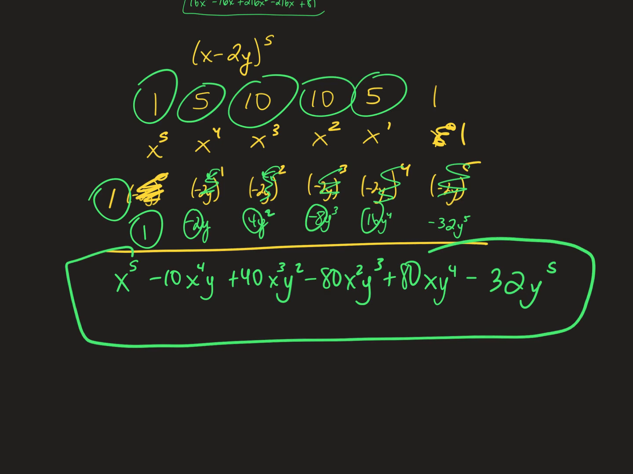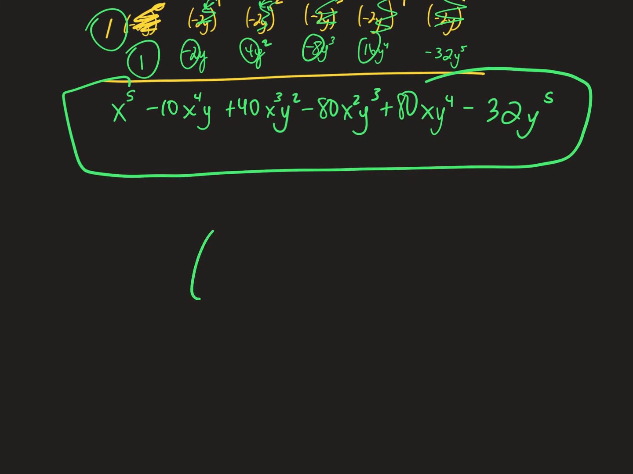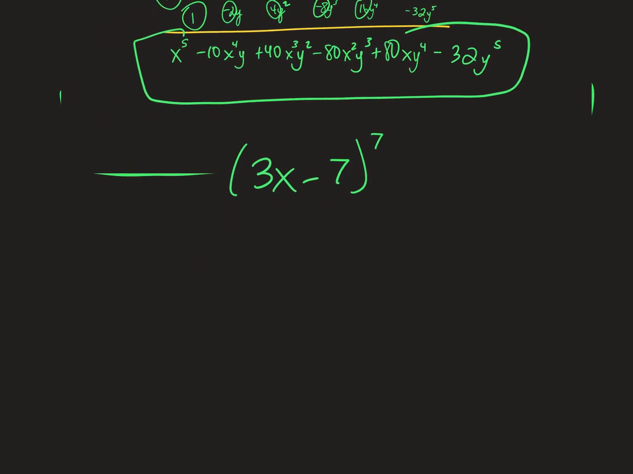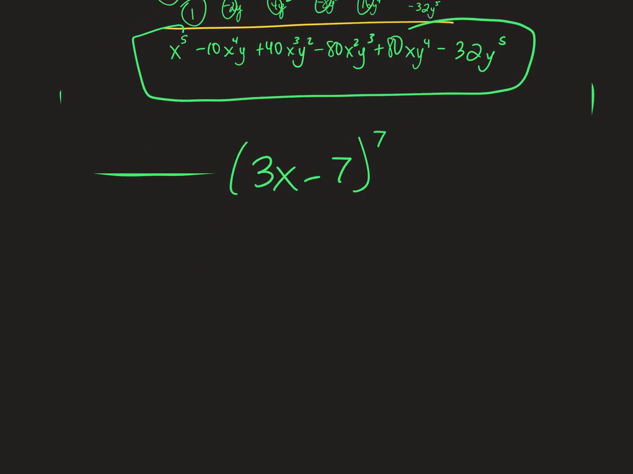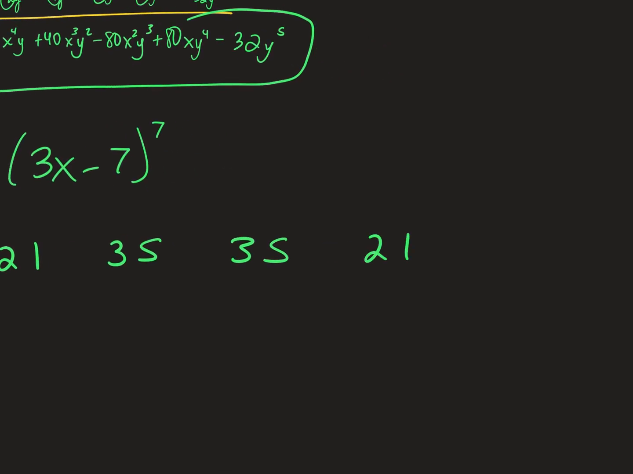Questions? Let's do another one. Let's practice one. Let's do 3x minus 7 to the 7th. Yeah, this is a big one, right? You could write out 3x minus 7 seven times, and then FOIL, right? But let's go through the motions. What is the 7th row? What are the numbers? 1, 7, 21, 35, 35, 21, 7, and 1. Okay, it's a long one.